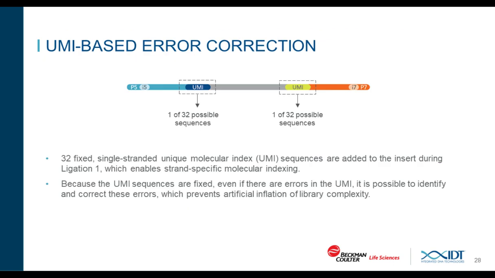Digging into how we use UMI-based error correction and data analysis. So recall a fixed single-stranded UMI sequence was added to your library insert during ligation 1, which enables strand-specific molecular indexing by independently tagging the top and bottom strands. So one of 32 possible sequences on either side, which is demonstrated with the dark blue and lime green UMI label, gives you enough diversity because the UMI sequences are fixed. Even if there are errors in the UMI, it is possible to identify and correct these errors, which prevents artificial inflation of library complexity.